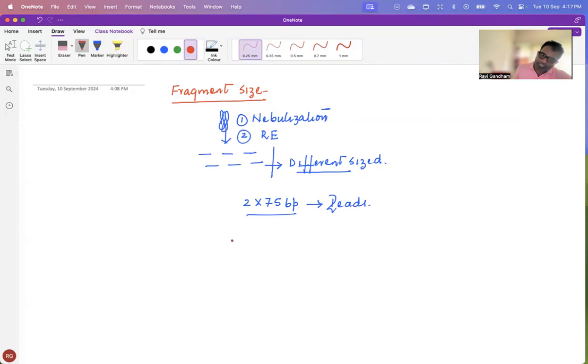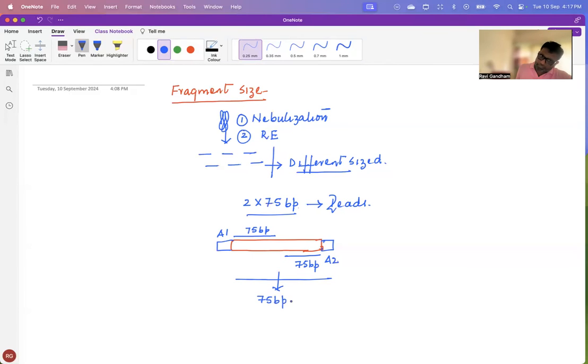So ideally, this looks like this. You have a fragment in the middle, right? So you're going to have an A1 adapter here and an A2 adapter here. This is A1 and this is A2 here. So you're generating 75 base pairs here and you're generating 75 base pairs here. Ideally, if you don't want an overlap between these two, the minimum fragment size that has to be there should be around 75 plus 75, which is around 150 base pair.